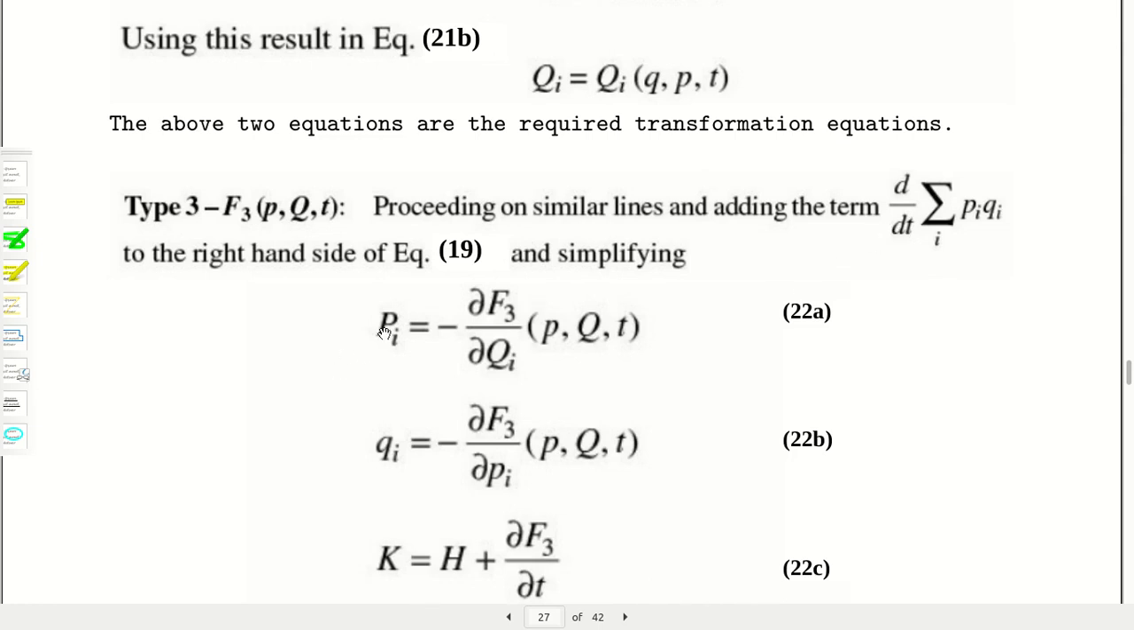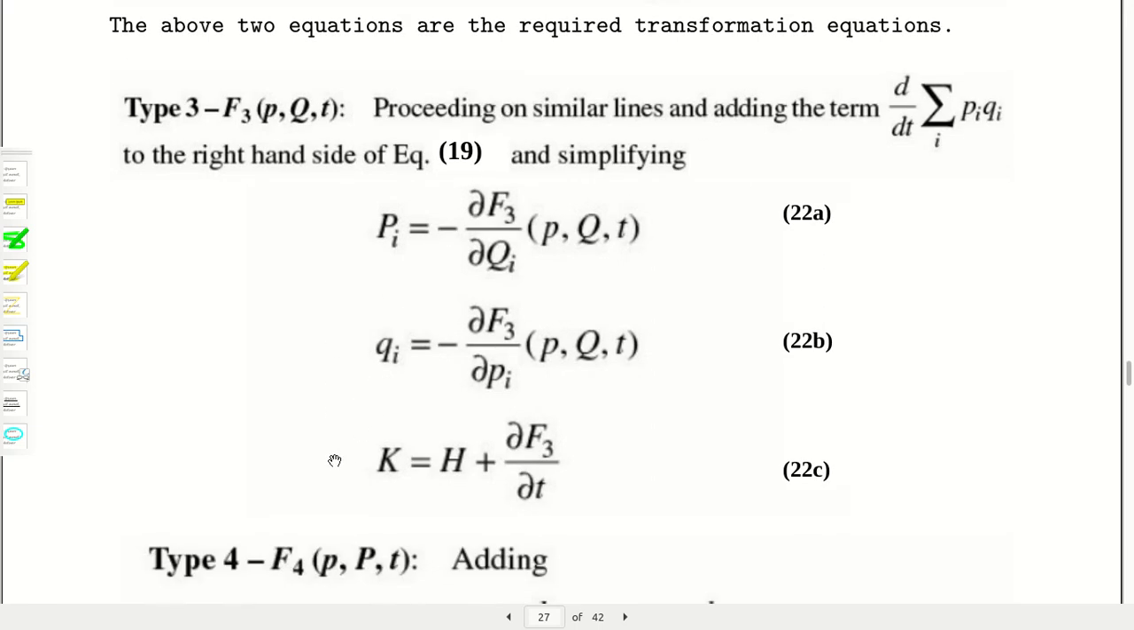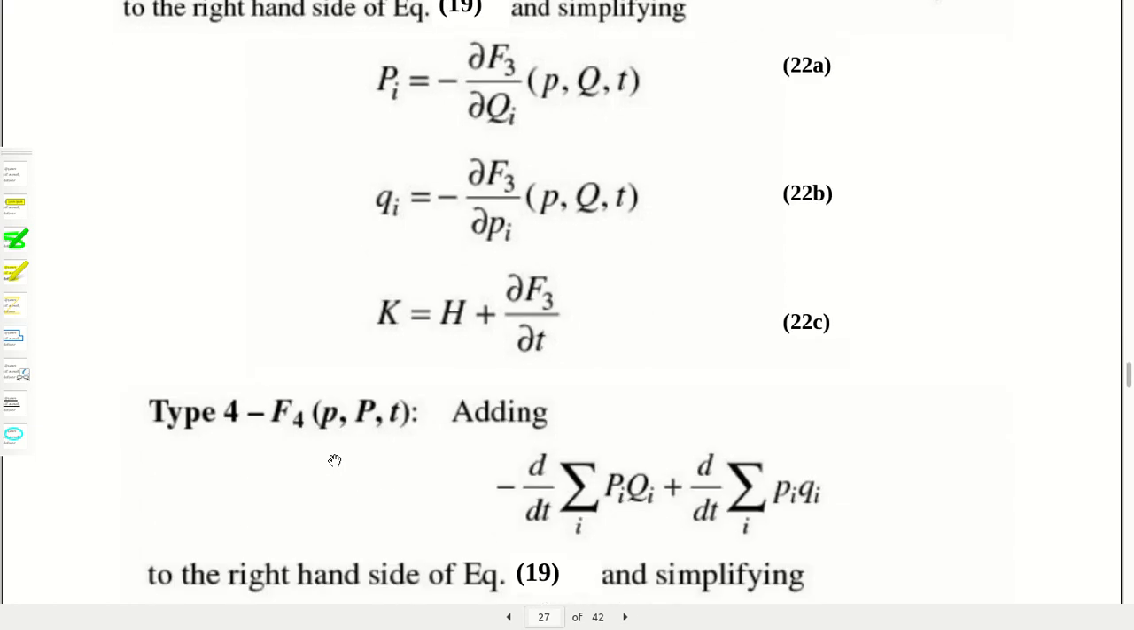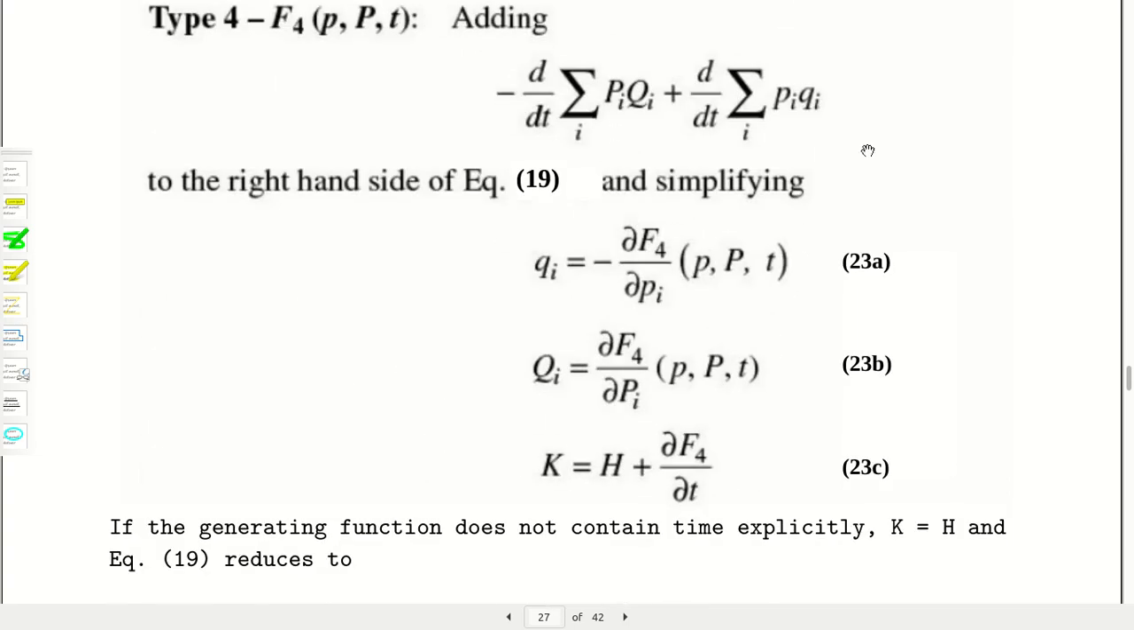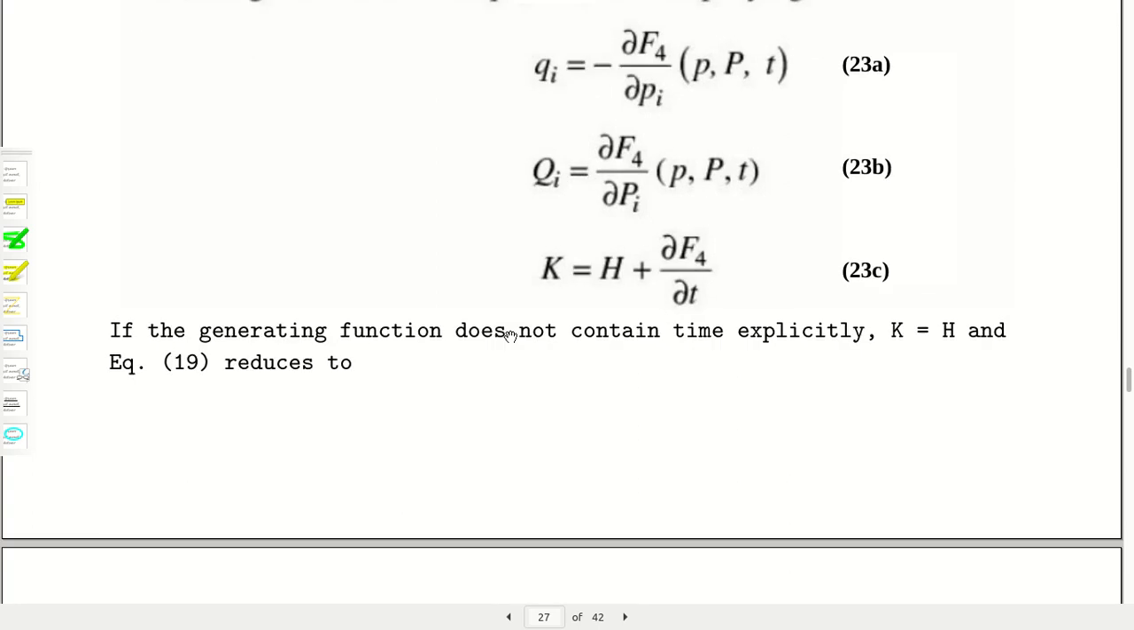And let us check that these equations are formed for the function f3, that is the third kind of generating function. You should get those forms on your own by using the same techniques that we have discussed in the above two problems. And similarly, f4 can be evaluated using this technique, and this also should be done on your own.